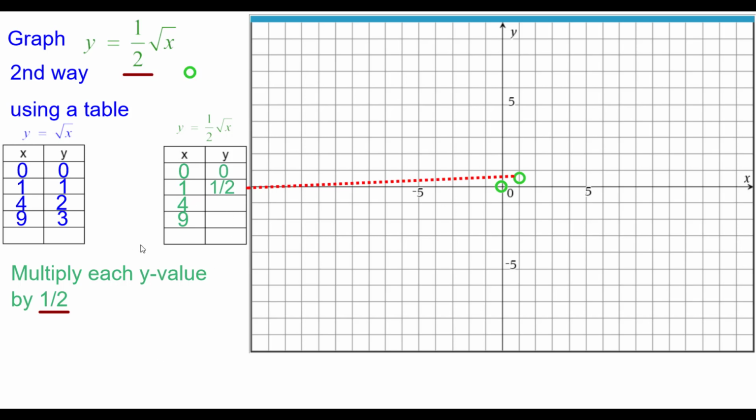Go ahead and finish these last 2 points and graph them, and then pause to do this and resume when you're ready. 2 times 1/2 is 1, so 4 comma 1. And 3 times 1/2 is 3/2, so 9 comma 1 1/2.